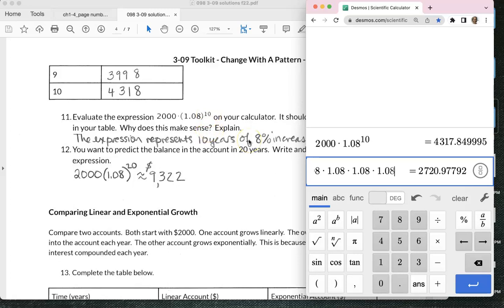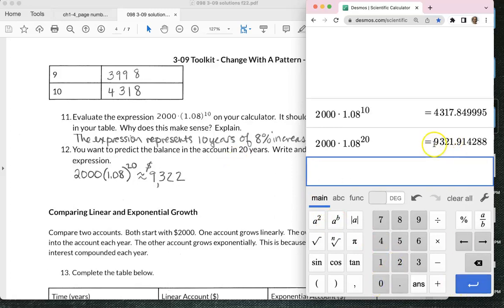In fact, if we want to predict the balance on the account in 20 years, we'll just put in 1.08 exponent 20 to get that amount. And that's your $2,000 initial investment grew to $9,322 at the end of 20 years. 8% every year. Compound interest grows pretty dramatically in the long run. It grows slowly at first and then it starts to speed up.